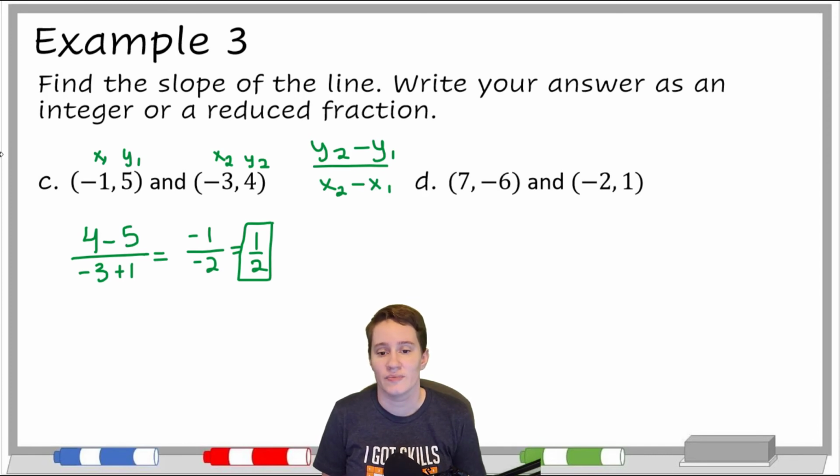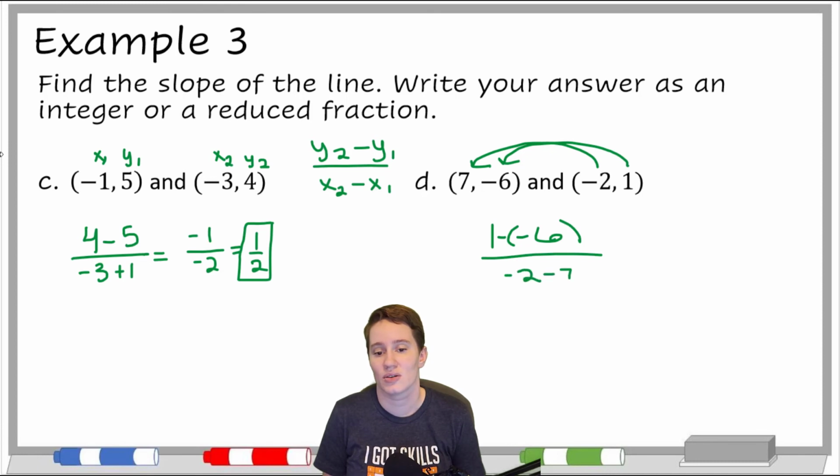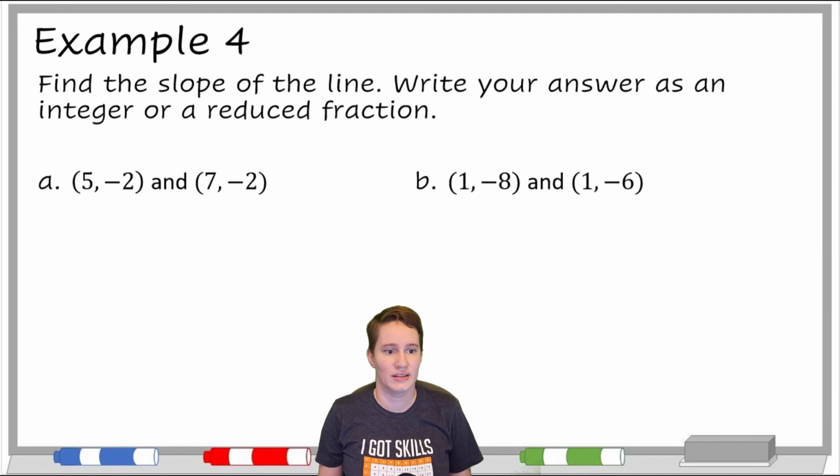Let's look at D. So this time I'm going to do it without writing down the x2 and y2 and all that stuff. So let's do 1 minus negative 6, and then let's do negative 2 minus 7. So on top we do 1 plus 6, which is 7, and on bottom negative 2 minus 7, which is negative 9. So this makes it negative 7/9. And that's our answer.